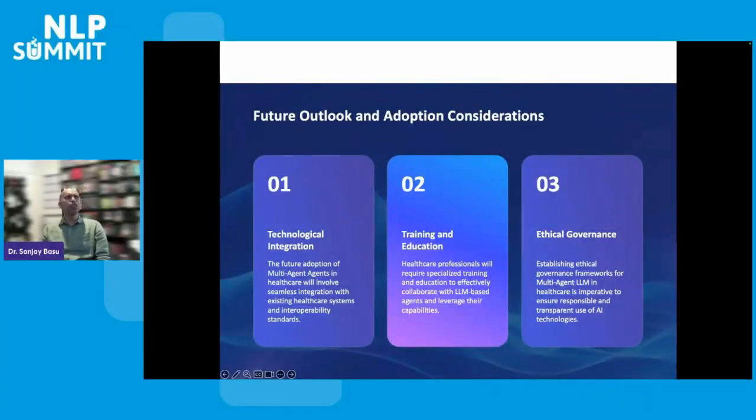So some of the future outlook and adoption considerations. One is technological integration. The future adoption of multi-agent systems in healthcare will involve seamless integration with existing healthcare systems and interoperability standards. We have to consider training and education, how healthcare professionals will require specialized training and education. And lastly, and most importantly, the ethical governance. Establishing ethical governance frameworks for multi-agent LLMs in healthcare is imperative.